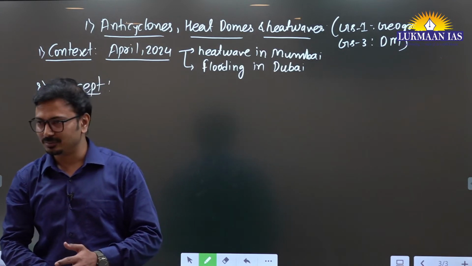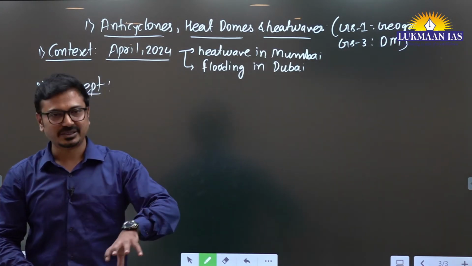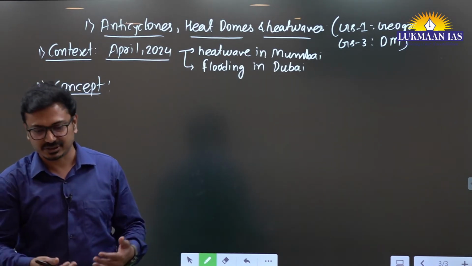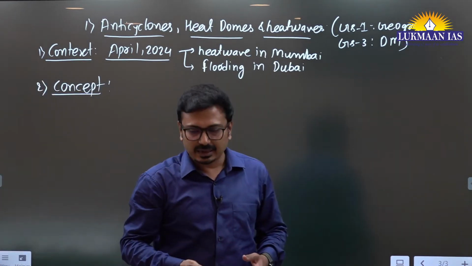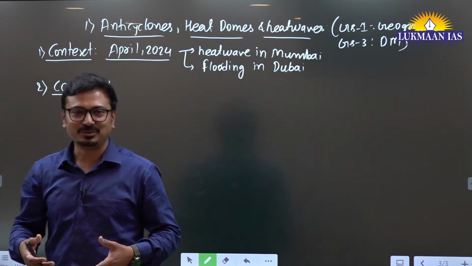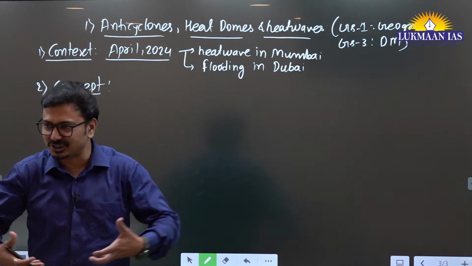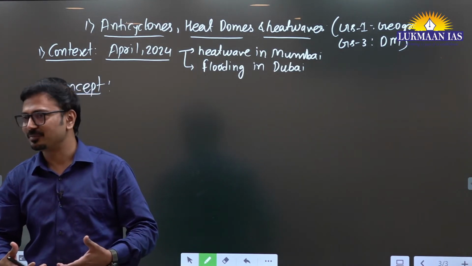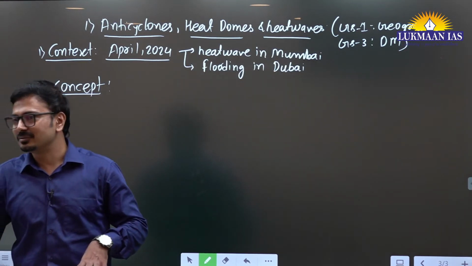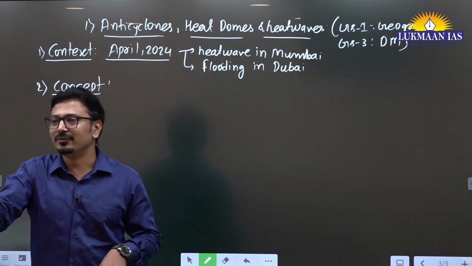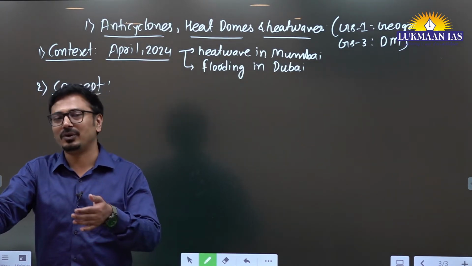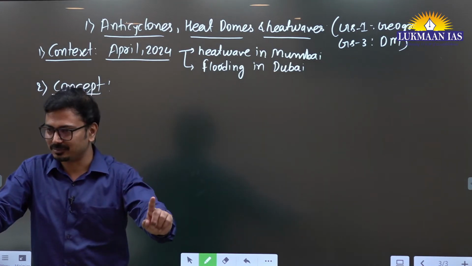So what is a cyclone? It is a low pressure system. At the center there is excess low pressure, and the wind moves towards that low pressure from the surrounding, gushing towards it. And because of the Coriolis force, the movement of wind will be anti-clockwise in the northern hemisphere and clockwise in the southern hemisphere. I am talking about the cyclone.